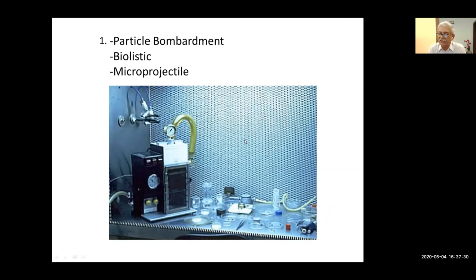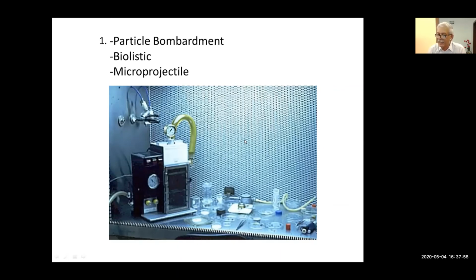So methods for plant transformation, other than the indirect method, include one very important method, which is very well mentioned in the literature, and it is used for a lot of transformations. That is particle bombardment. The technique has 3 different names. One is particle bombardment, another is called the Biolistic method of transformation. The third is called Microprojectile. But all these 3 mean the same.